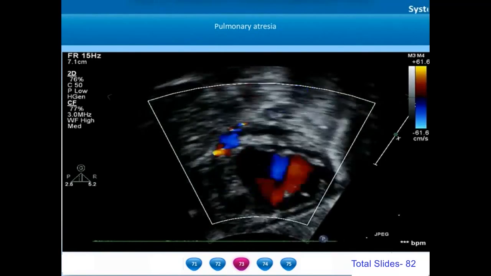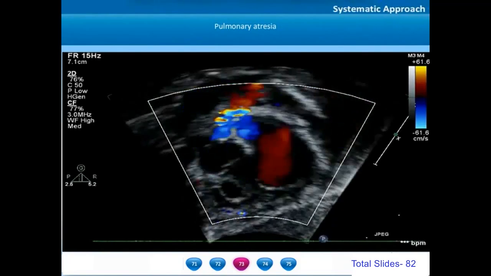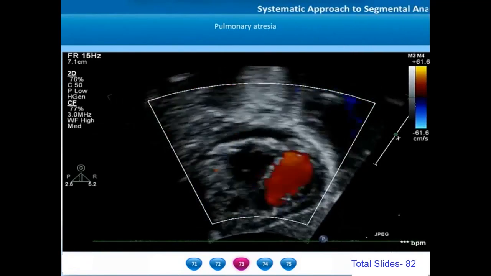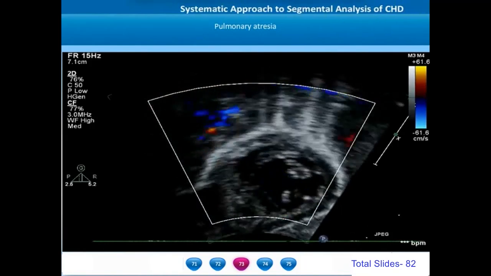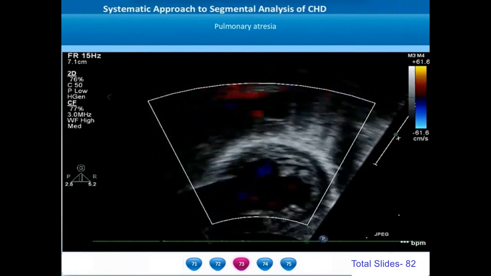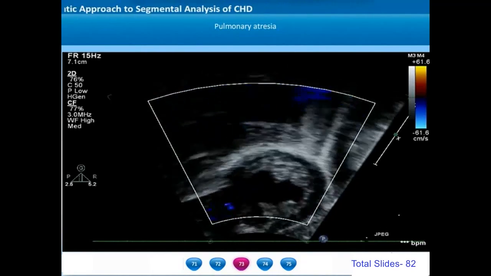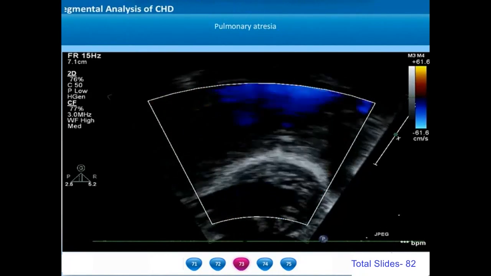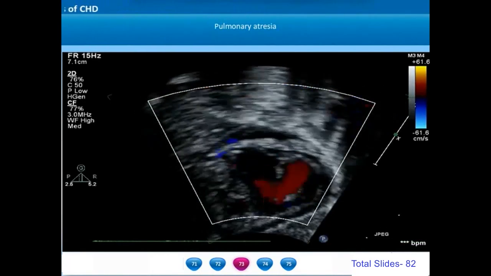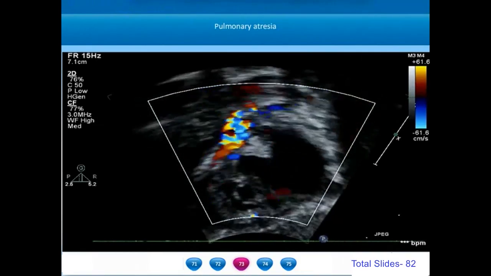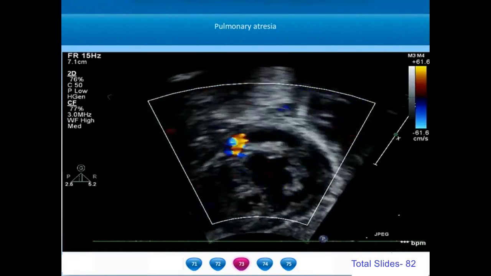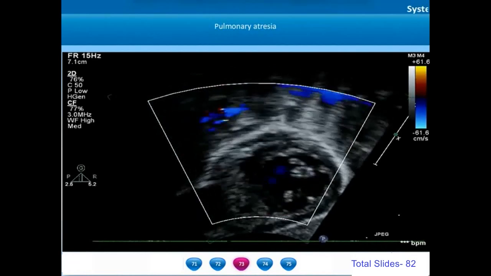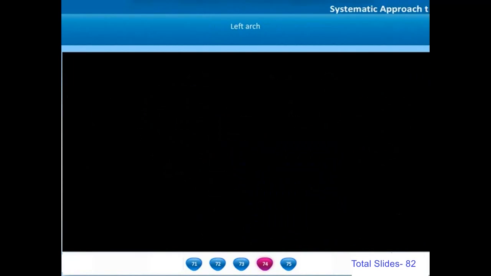Sometimes the pulmonary valve can be atretic. This is an example of a pulmonary valvar atresia shown on subxiphoid short axis view. We can notice that there is a continuous flow in the main pulmonary artery through the ductus arteriosus, and there is no antegrade flow from right ventricle towards the pulmonary artery.